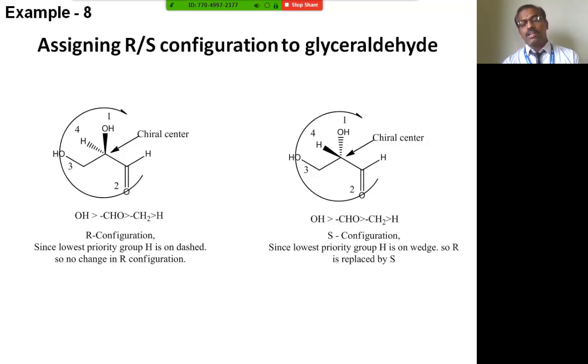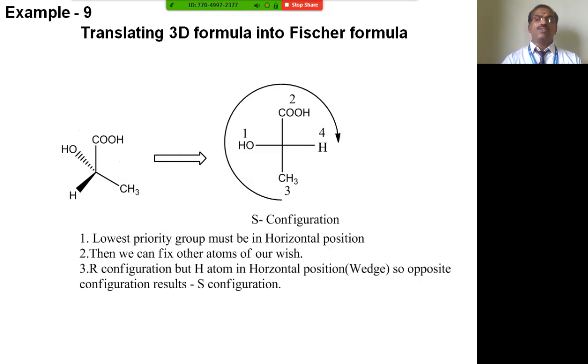Okay, so for glyceraldehyde I have represented the two different R and S forms, depending upon the wedge bond. That is a point you must know here. Similarly, how to translate a three-dimensional formula into a Fisher formula. I have represented 3 points. What are the points now? The lowest priority group must be on horizontal. Already I told that now.